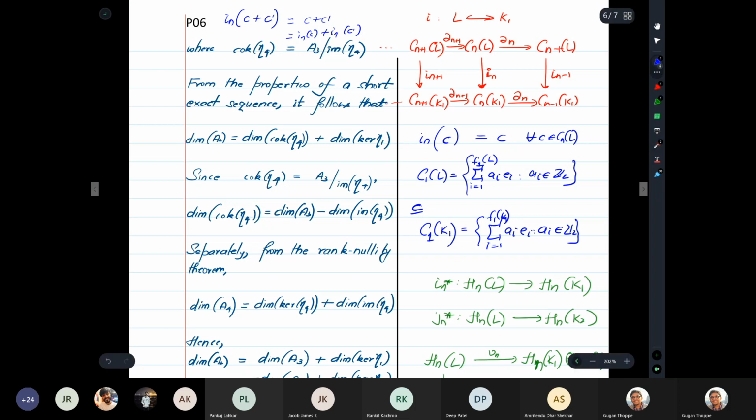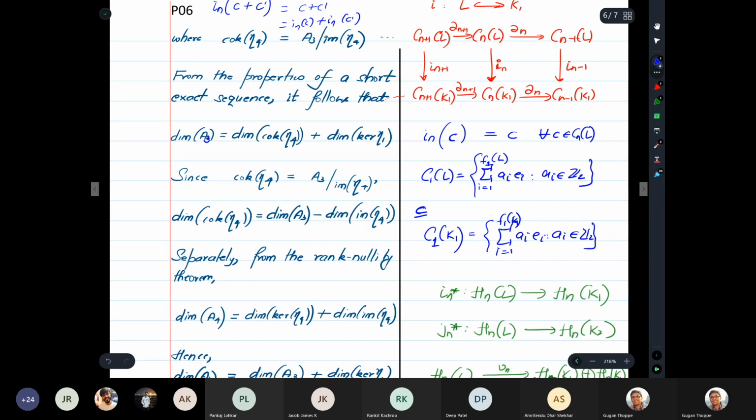So there is a typo over here. This should be dimension of A3, right? So let's try to, what have I written? So this is this, and this should be image of eta 4, right? So let's try to understand this first relation over here. So co-kernel of eta 4 is A3 quotiented with image of eta 4. This is the definition of co-kernel of eta 4, right? So this is just a notation. It means that you take this quotient of this vector space A3 with image of eta 4.